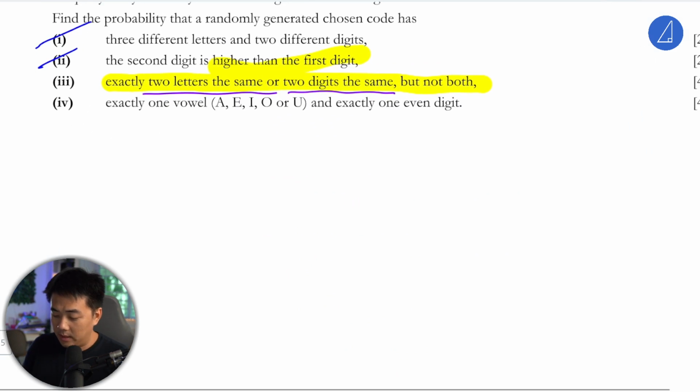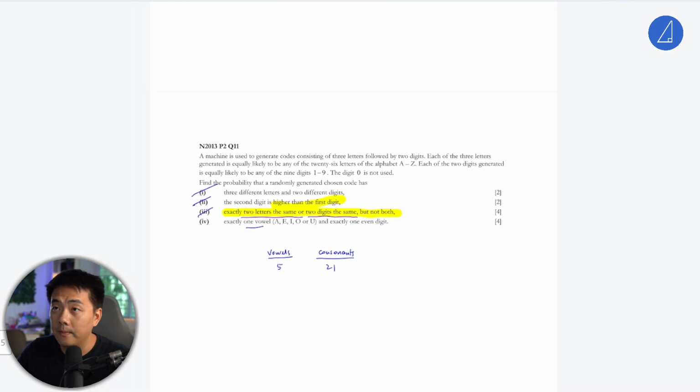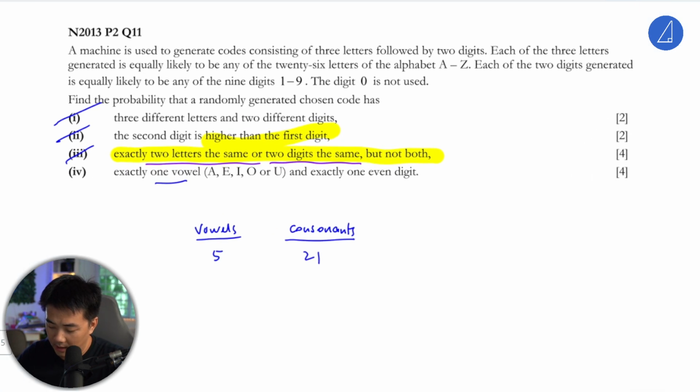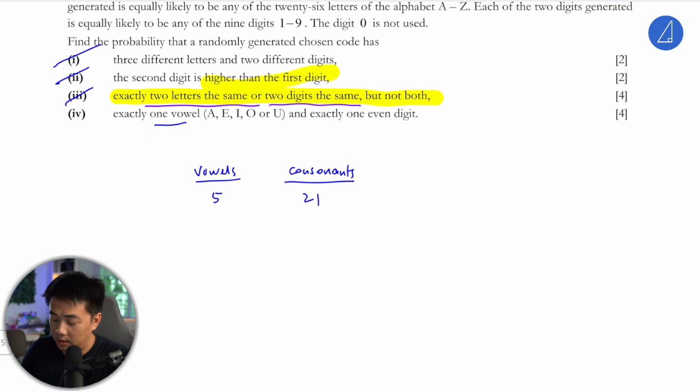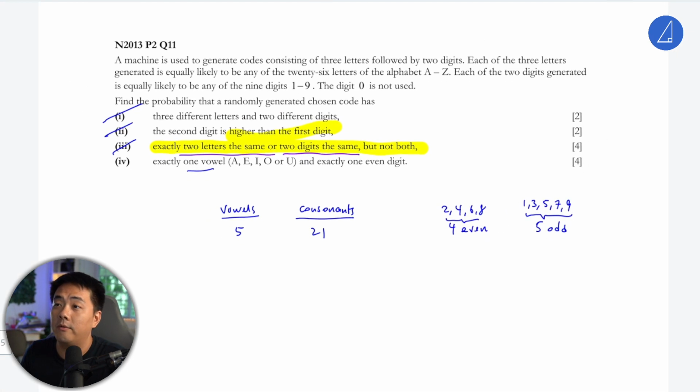The last one, we need exactly one vowel. So let's think about it. Vowels are A, E, I, O, U, so we have 5 of them, right? Then the non-vowels, the consonants, 21 of them. Then we have exactly one even digit. There are 4 even digits, 2, 4, 6, 8, and we have 5 odd. Okay, great.